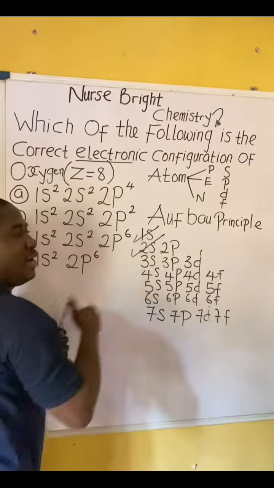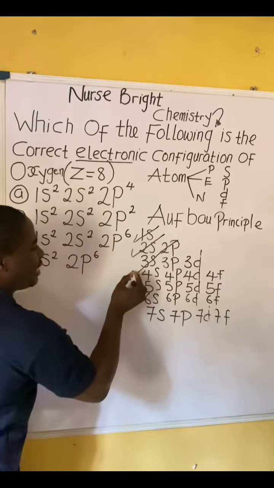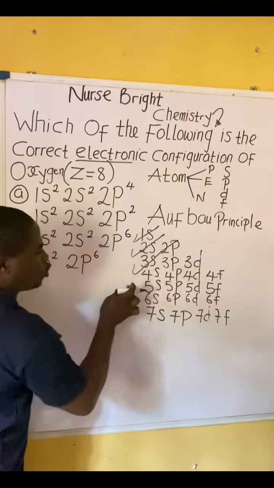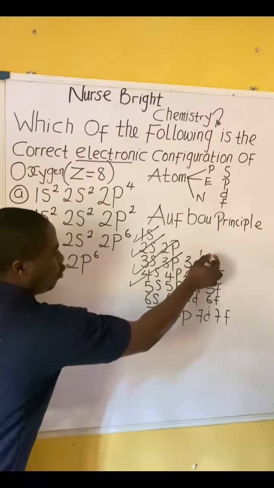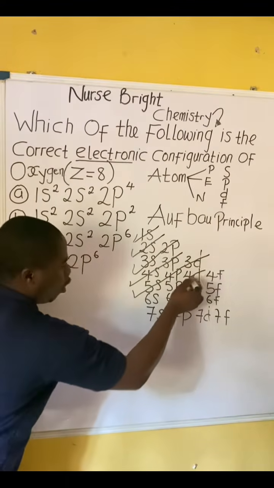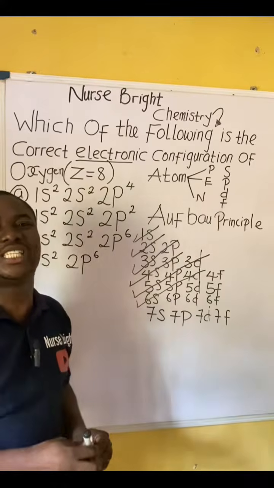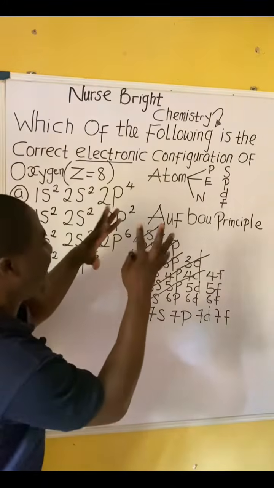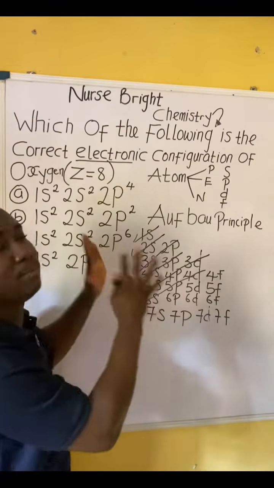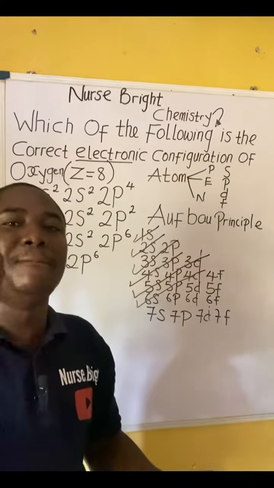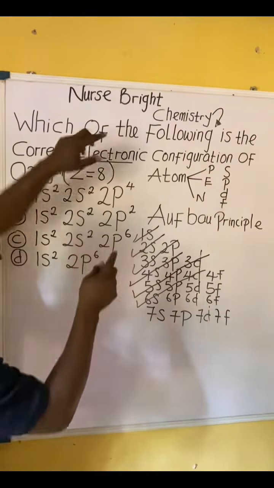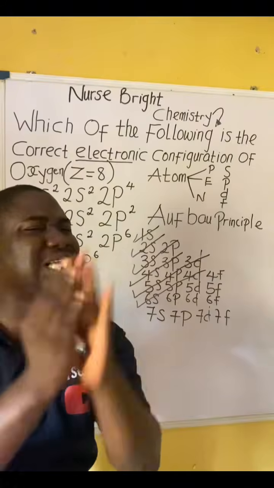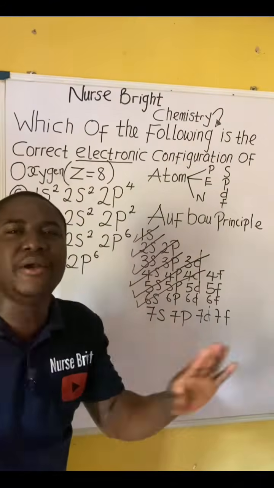From 2p to 3s, I'll do another line like that. Do you see what's happening? From this to this, you can see the way I'm drawing the line, the direction in which the line is coming down. This format, what I'm doing now, will help us understand how to write the electronic configuration of elements. Please listen very well. This is very, very easy.